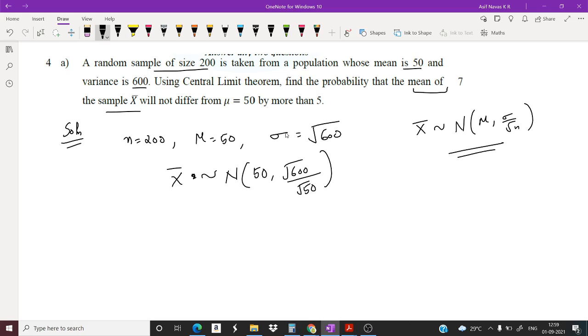Now we have to calculate the probability that the sample mean will not differ from 50, that is, P of modulus of x bar minus mu is less than or equal to 5. That means the sample mean and population mean will not differ by 5. That means their difference is always less than or equal to 5. So this we have to calculate.